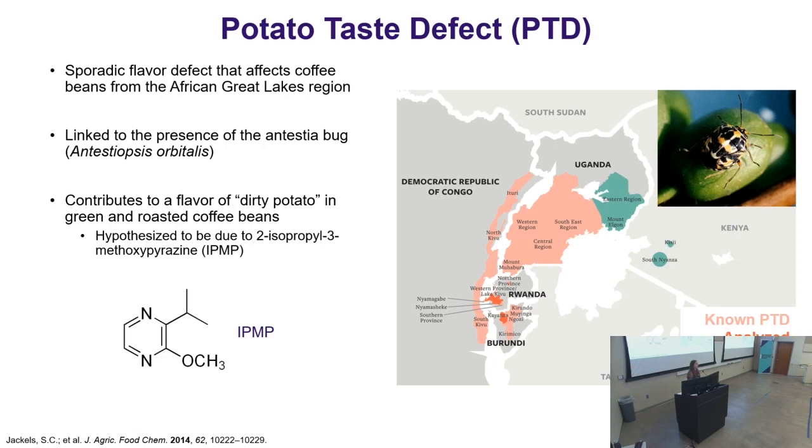It's been said that this is due to a molecule known as 2-isopropyl-3-methoxypyrazine, or IPMP for short. But what's really important to notice is that there's really not a correlation link between how the Antestia bug feeds upon the coffee fruit and why we're getting this presence of that IPMP molecule.